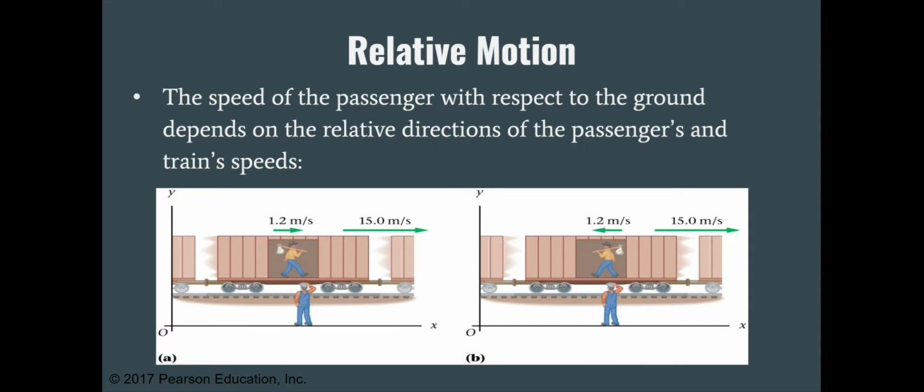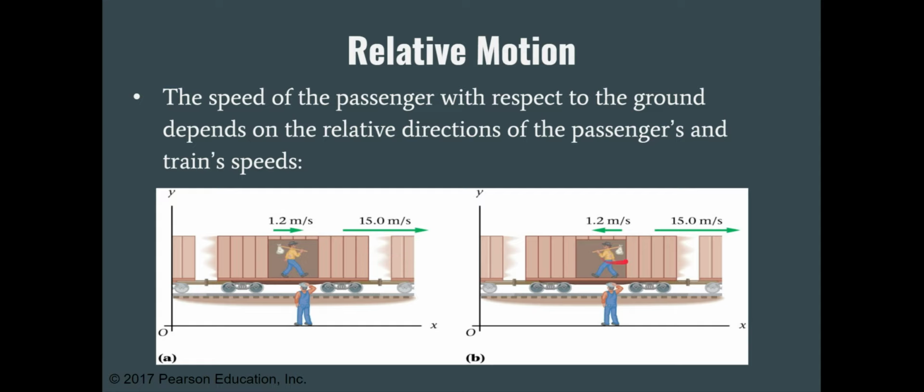And this is our final topic. It is relative motion. So the man who is on the ground is going to see the passenger on the train moving at different speeds depending on this passenger on the train, on his motion. So in this first image, we see that the passenger on the train is moving in the same direction as the train. So both of them are headed towards the right here.